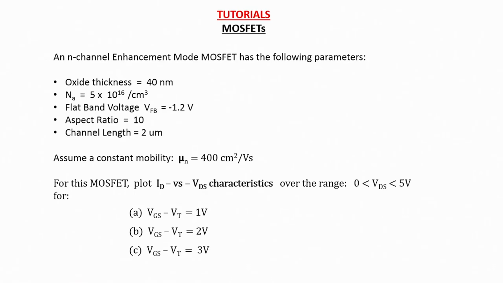So this is a problem from the MOSFET topic. The problem reads like this: an n-channel enhancement mode MOSFET has the following device parameters, which is basically oxide thickness Tox, and doping concentration, the flat band voltage is minus 1.2 volts, the aspect ratio is 10, and the channel length is given, and you are asked to assume a constant mobility of 400 centimeter square per volt second.